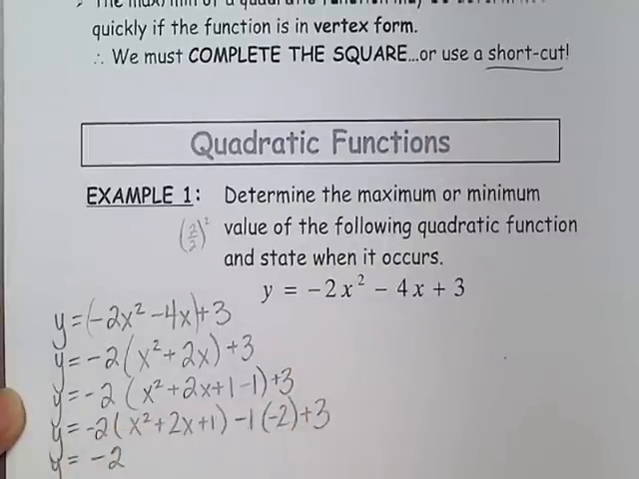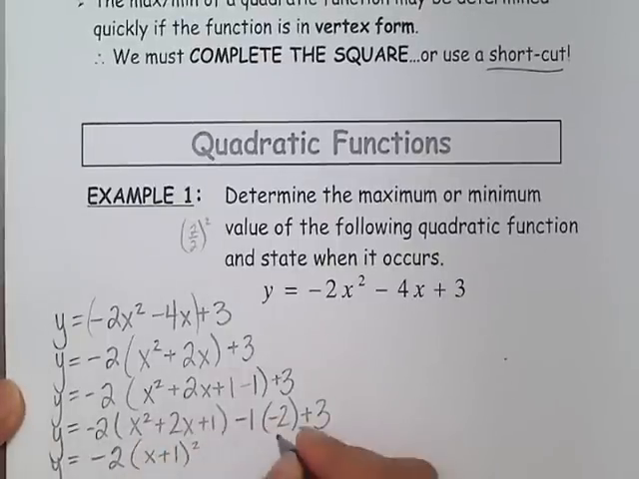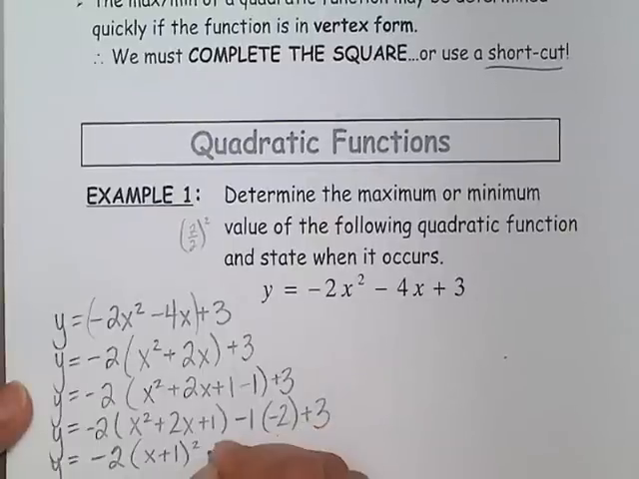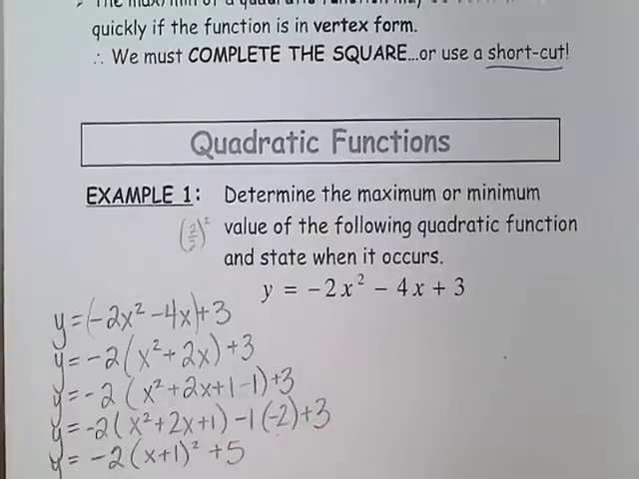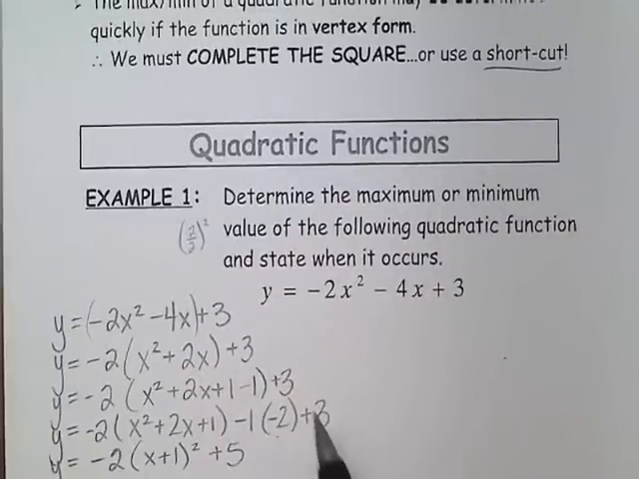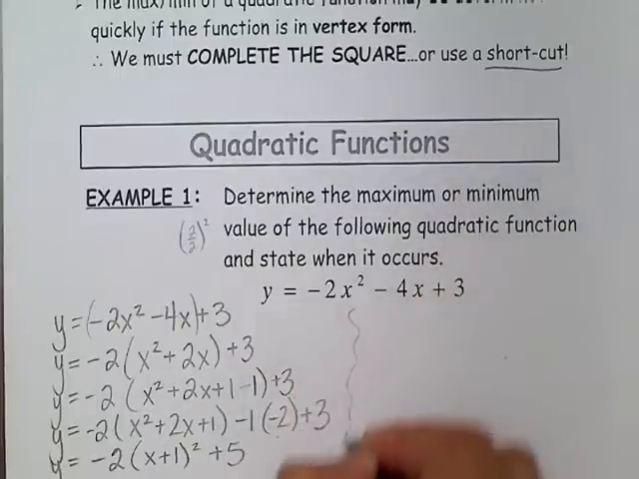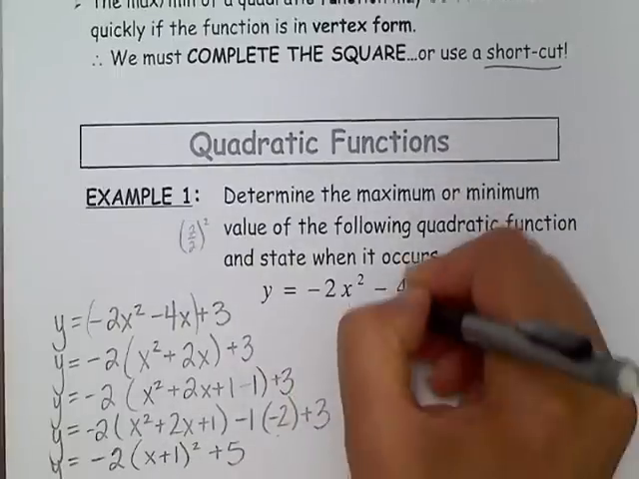And if I finish factoring this, the perfect square trinomial factors to x plus 1 squared. Negative 1 times negative 2 is 2, plus 3 is positive 5. Okay, so there's the equation in vertex form. So I know that I'm going to have a maximum value because the parabola is opening down. And I know the maximum value is going to be 5. And it occurs when x is equal to negative 1. Okay, so this is one way to get the equation in vertex form.